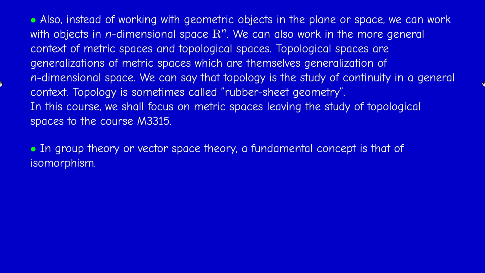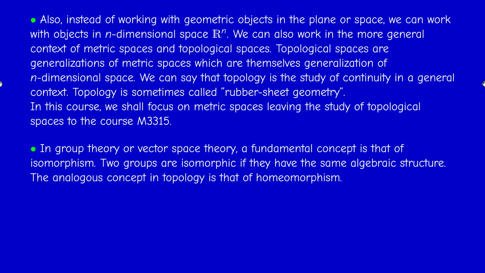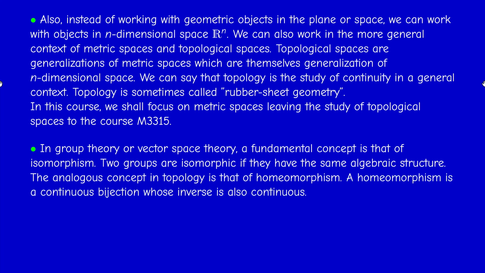Now, in topology, there is an important concept called homeomorphism. What is a homeomorphism, intuitively, at least? I will explain everything in detail later, but I'm trying to give you an idea of what we study in topology. In group theory or vector space theory, there's the fundamental concept of isomorphism. For example, two groups are isomorphic if they have the same algebraic structure, so we can identify them. In topology, the analogous concept is the concept of homeomorphism. A homeomorphism is a continuous bijection whose inverse is also continuous.